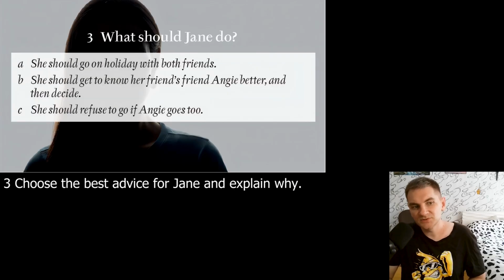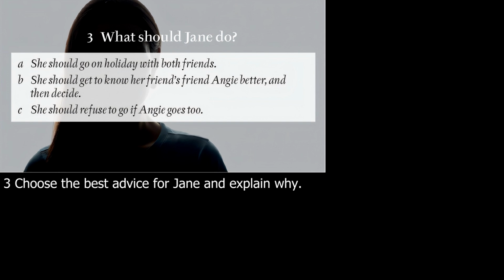Now let's choose the best advice. First my turn, then yours. For me, it's definitely A, both friends, because it's so hard to get to know someone new nowadays. To make friends, I mean. Why not use this opportunity? Yeah, there is a chance that Angie is a bad person, but anyway, just have a go and try it. Now your turn to choose. Choose the best advice and explain why you think so.